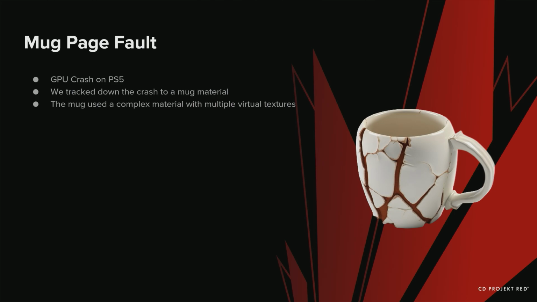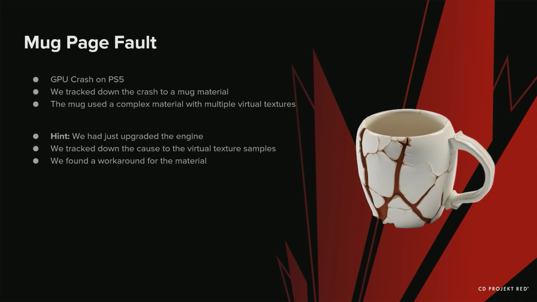Here's an example of a page fault we had on PS5. We had a GPU crash. We were able to use extra information to track it down to a single material that was for a specific mug. It used a complex material and was sampling multiple virtual textures. A good hint was that we had just upgraded the engine, and as many features are still being worked on, we found that the cause of it was the virtual textures. We found a workaround and waited for an actual engine patch to fix the issue with the virtual textures, and then the issue was resolved.